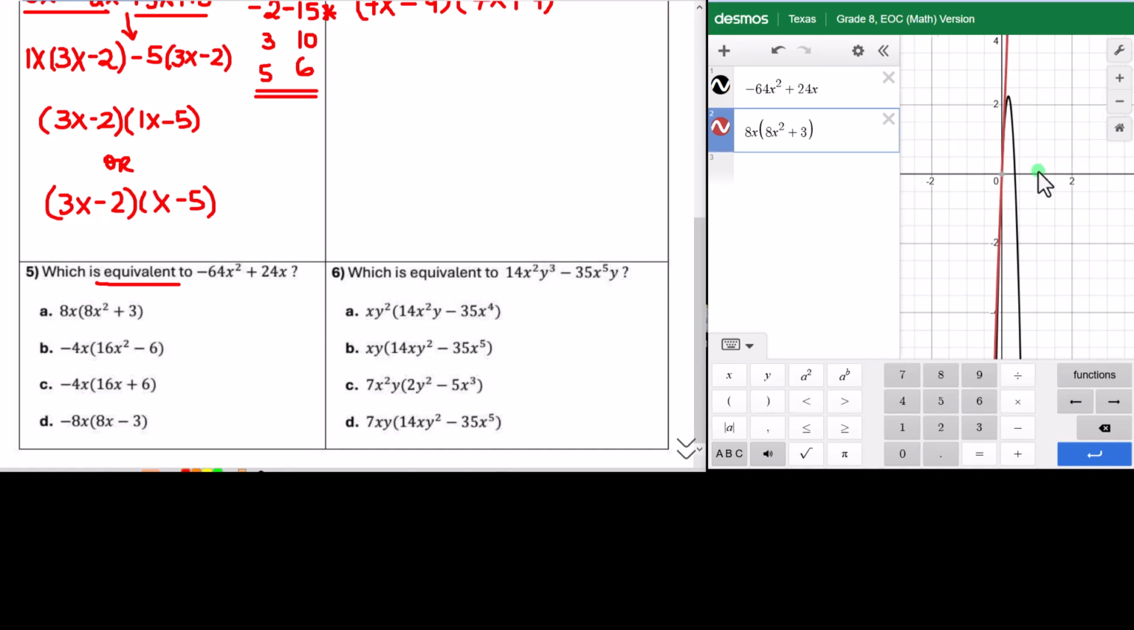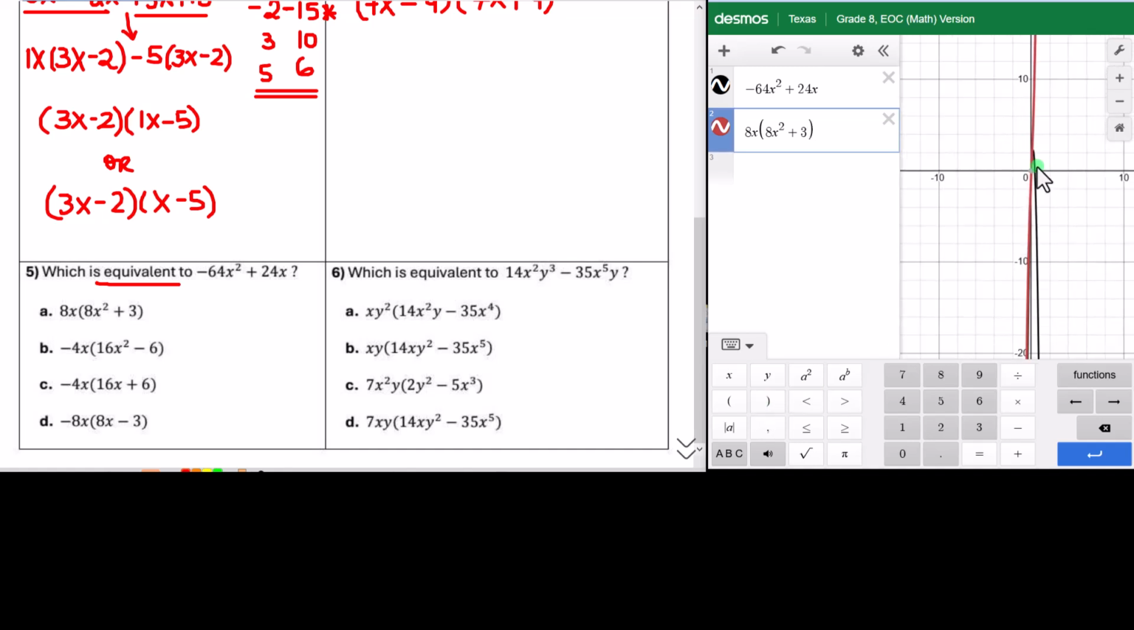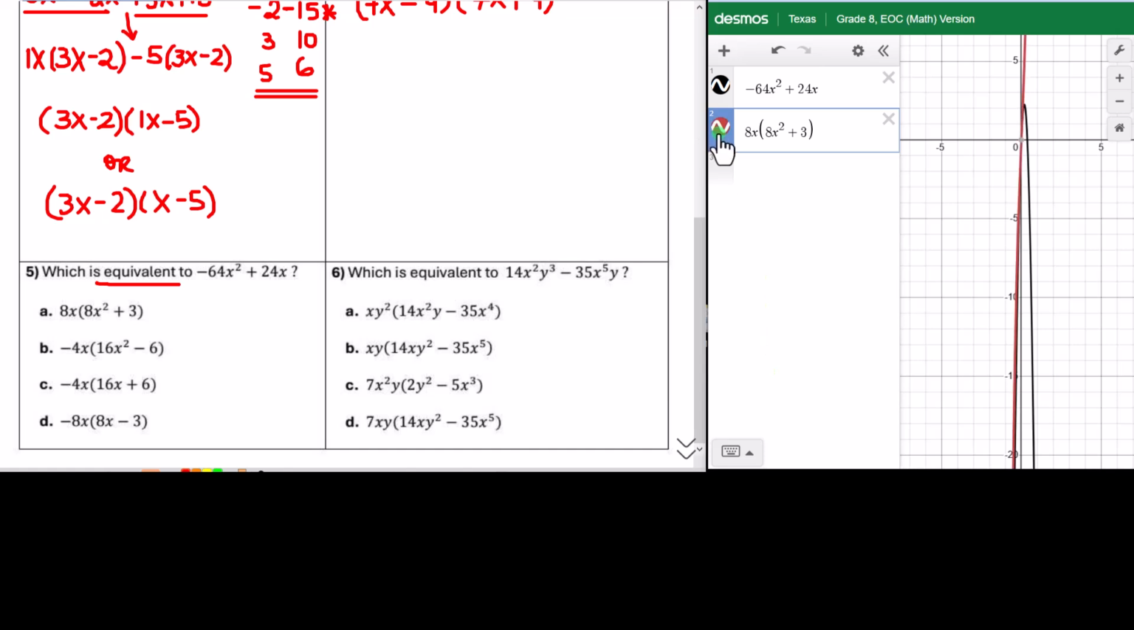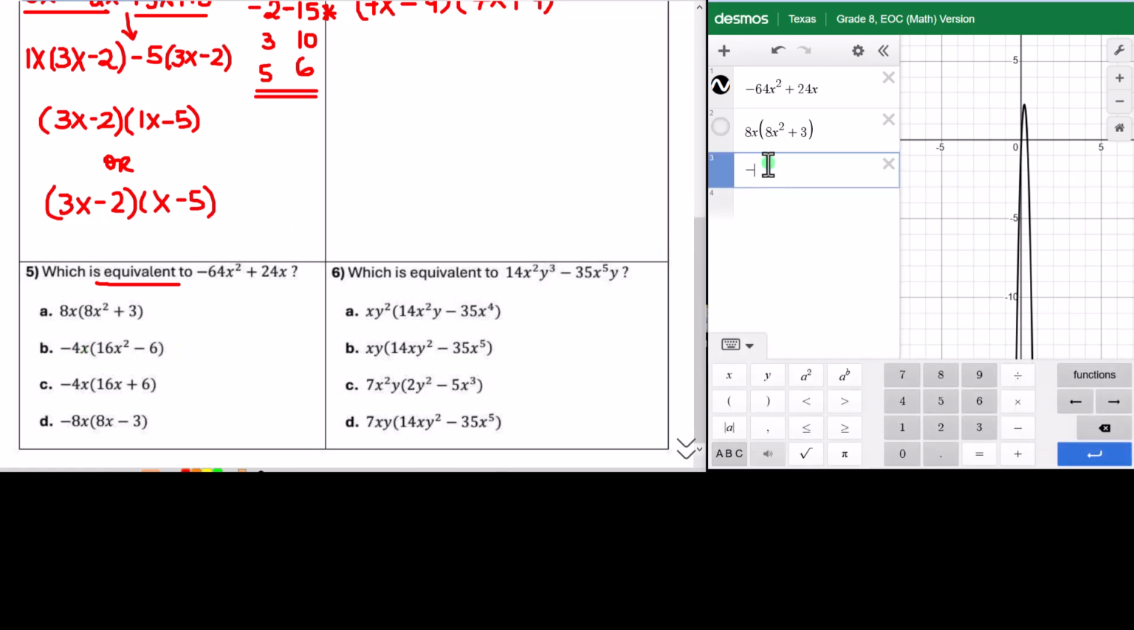And if you notice, I got a red graph which does not match the black one, which is the one from my original problem. So I know that the first multiple choice doesn't work. So I'm going to turn it off. And I'm going to try the next one, which is negative 4x, open parentheses, and I write 16x squared minus 6, close parentheses. And again, I got a graph that is totally different than the one that I have, so I'm going to go ahead and turn it off.